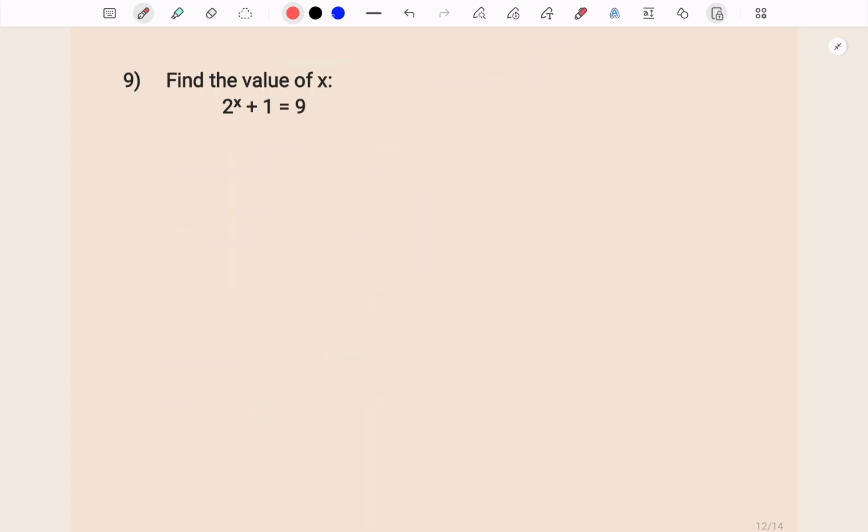Let's solve the next question. Here we have an equation 2 raised to the power x plus 1 equals 9, and we need to find the value of x. To find the value of the variable, we need to separate the variable from the equation. For that, let's subtract 1 from both sides of this equation.